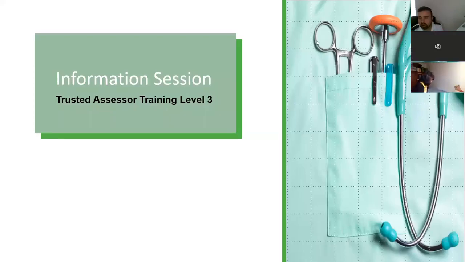Welcome to this part of the programme, which is looking at enablement and how we can truly enable the people whom we look after. And I'm going to talk to you about a model called the trusted assessor model.